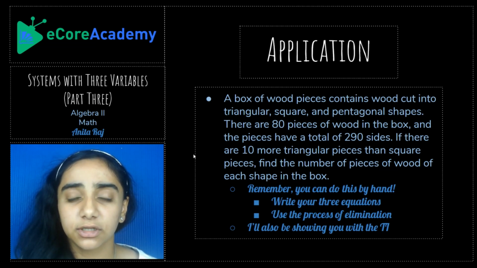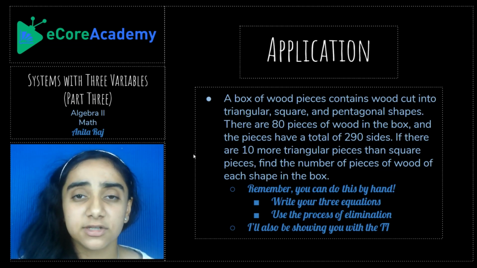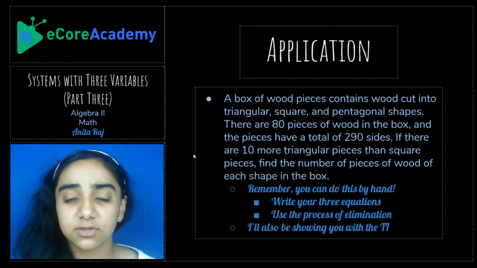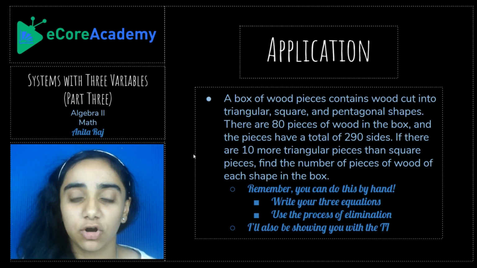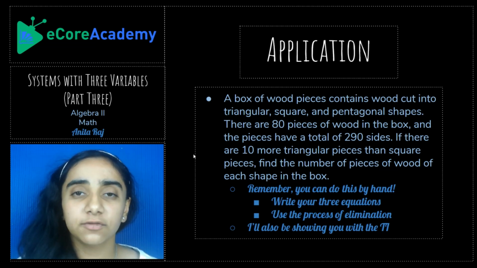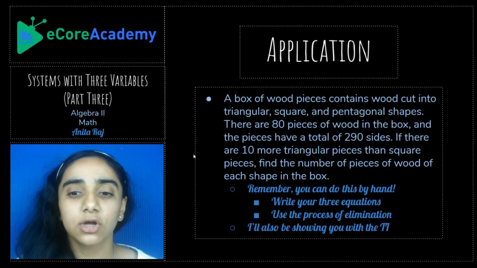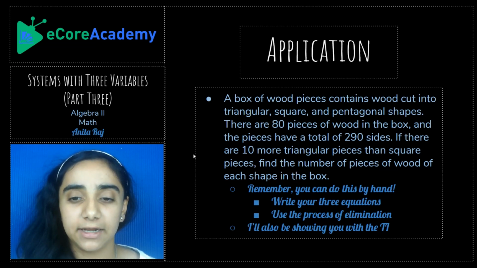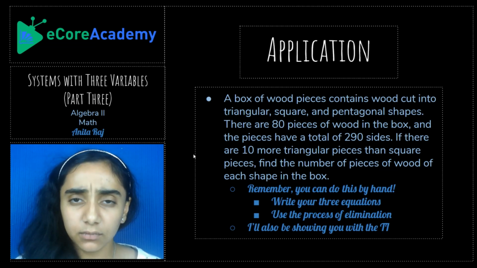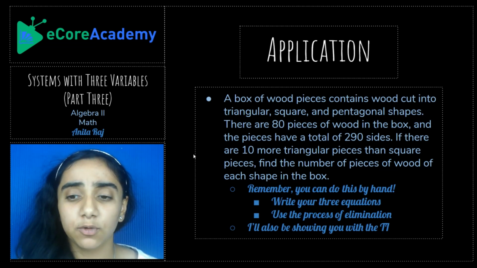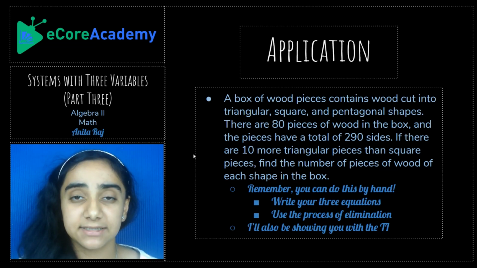Whenever you're approaching really long word problems like this, especially if you're doing them on the SAT, what you want to do is organize your important information. So here, let's organize this important information by summarizing ourselves. There's a box of wood pieces. In this box, you have three types of wood pieces. You have triangular wood pieces, square wood pieces, and pentagonal wood pieces. There's a total of 80 pieces of wood in the box. So this is triangle, square, and pentagonal shapes. There's a total of 80. And if you count the sides of every piece of wood, you'll see that there's a total of 290 sides in the entire box, accounting for all these pieces.